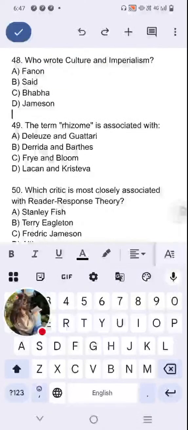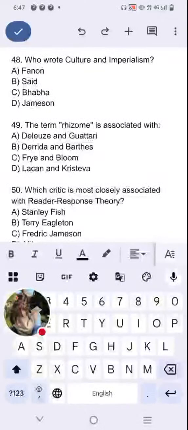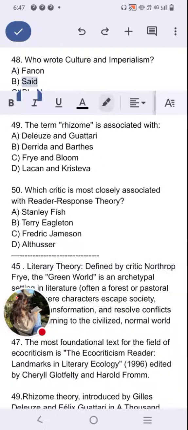Next is Culture and Imperialism. Option A, Fanon. Option B, Said. Option C, Bhabha. Option D, Jameson. Who wrote Culture and Imperialism? And the right answer is the same person who wrote Orientalism. It is Edward Said.